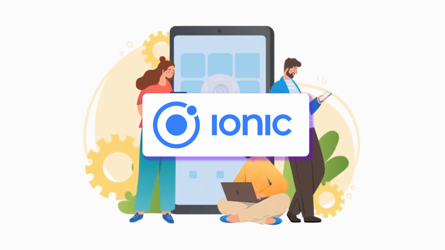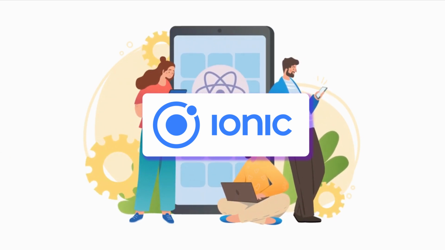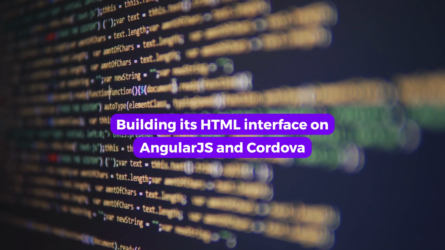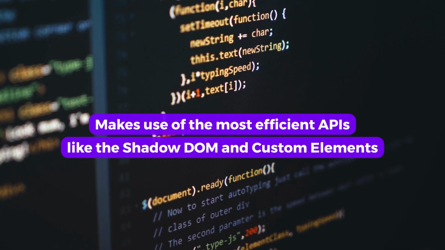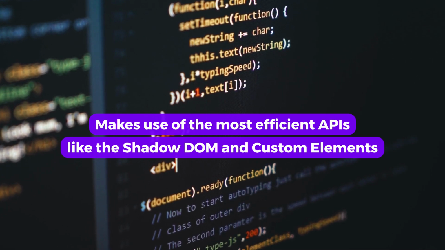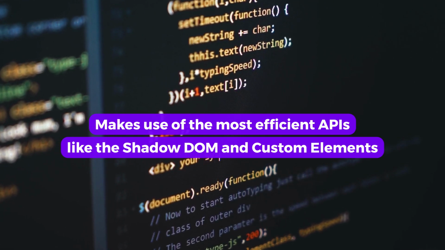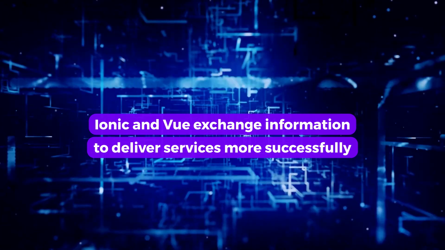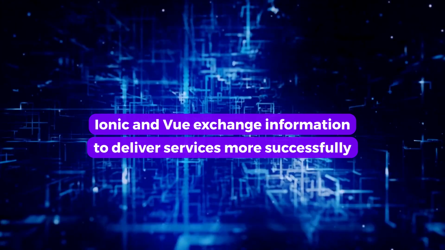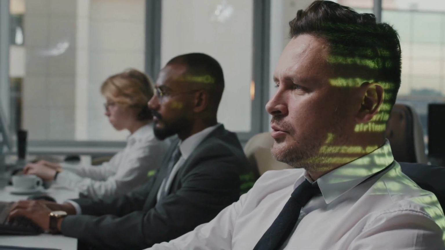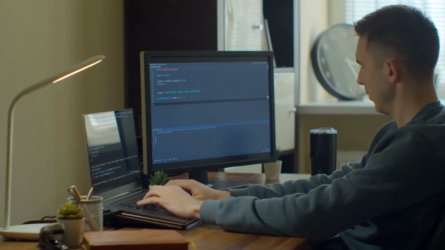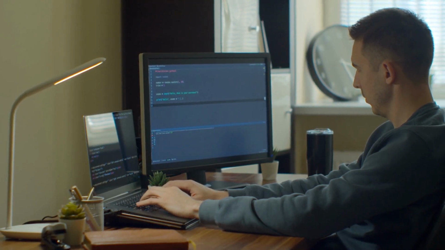The next one is Ionic. The Ionic framework is one of the most popular cross-platform ones. Building its HTML interface on AngularJS and Cordova, it makes use of the most efficient APIs like the Shadow DOM and custom elements. Ionic and View exchange information to deliver services more successfully.